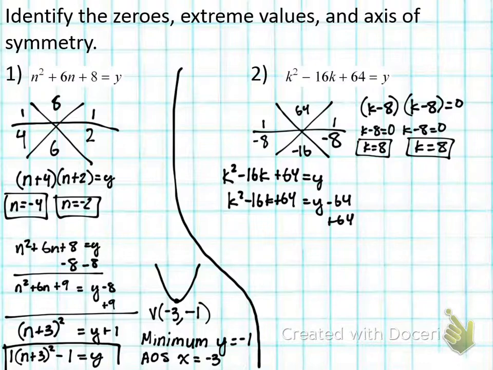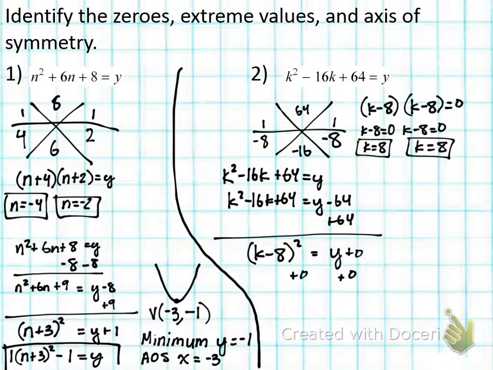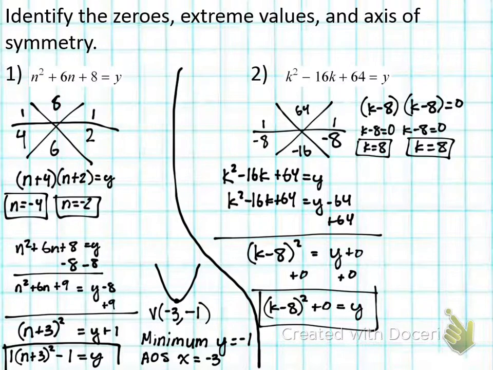Look at that. This left side becomes k minus 8 squared. This right side becomes, what's negative 64 plus 64? 0, right? But we don't want the 0 on this side. We want it over here, right? So we're going to add 0. Even though I'm going to add 0 to both sides, it doesn't change anything. It's going to be k minus 8 squared plus 0 is equal to y. Okay, this is an equivalent equation. Remember yesterday?